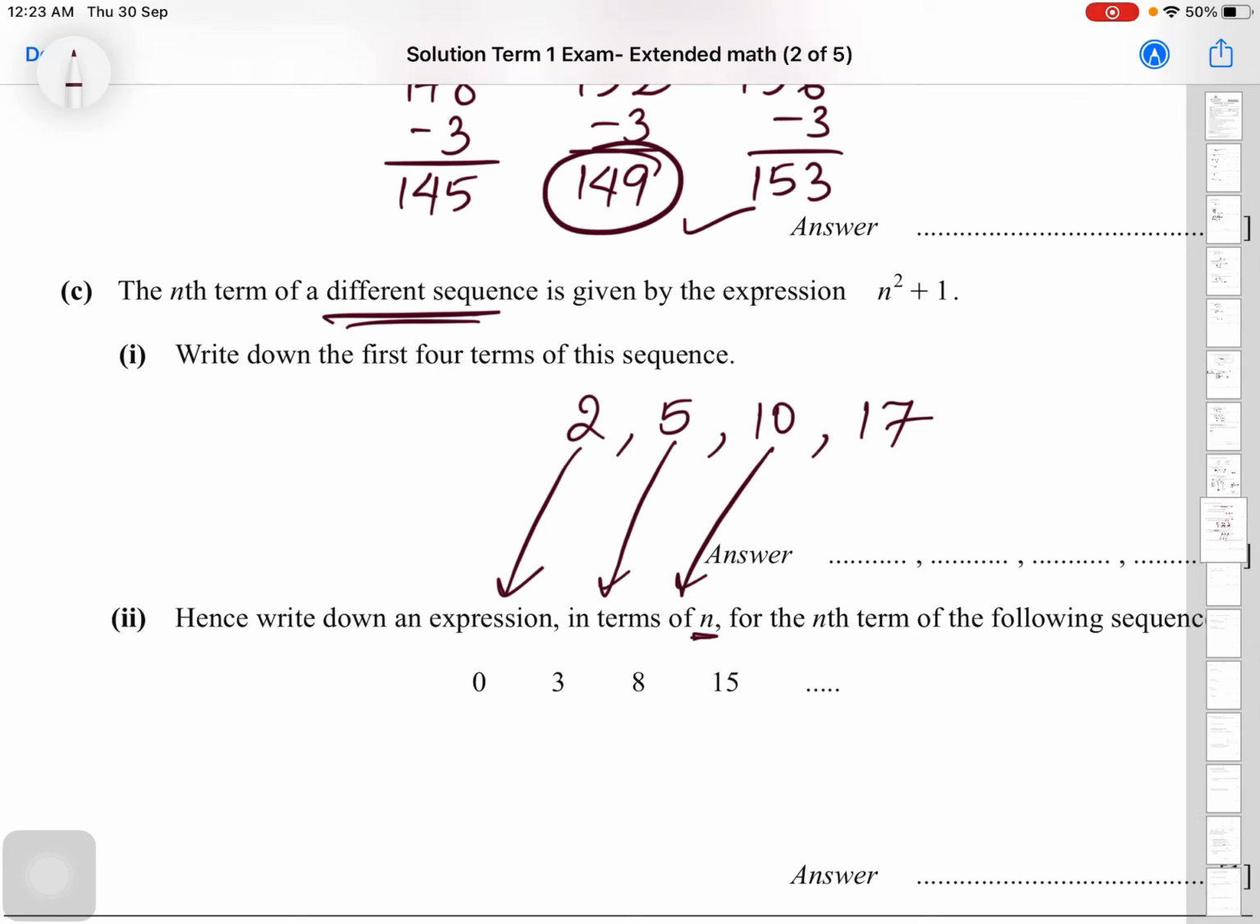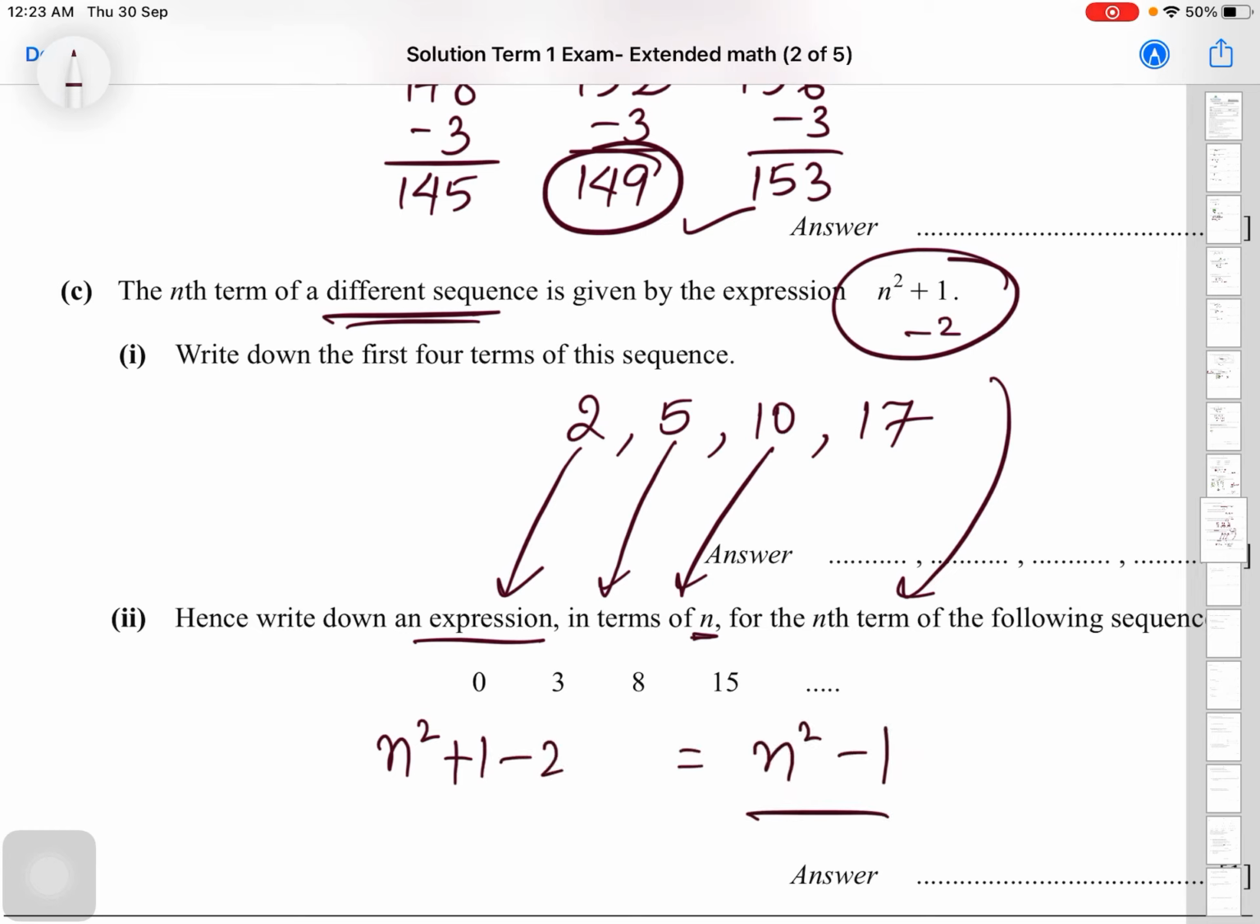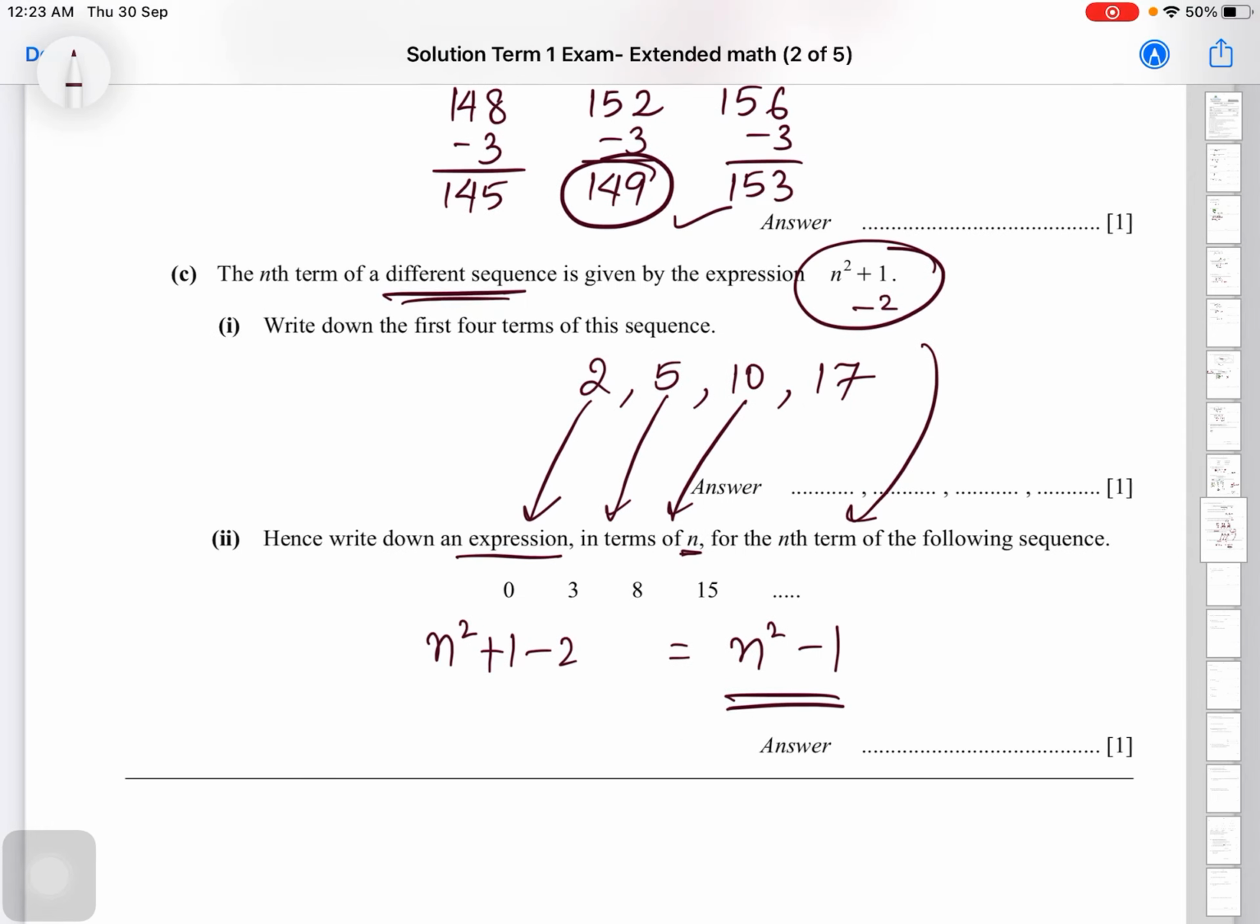Which means any number of this term, this expression minus 2 will give you this one. Okay. So when they say write down an expression, you will say n square plus 1 minus 2, which means n square minus 1. That's the answer. Yeah, simple case of pattern observation.